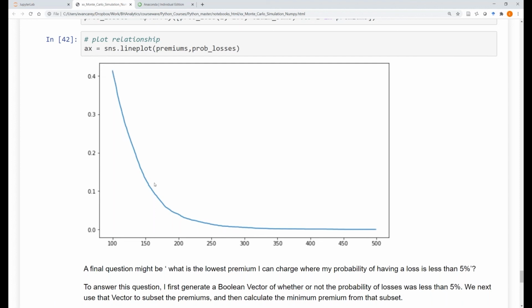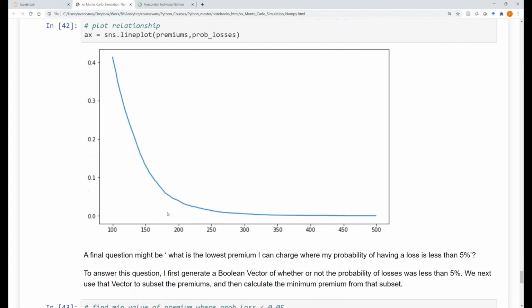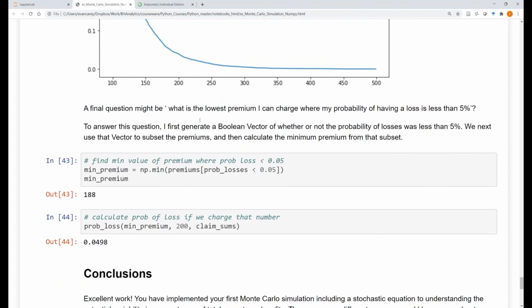If we want to ensure we make money at least 95% of the time, it looks like it's going to be right around here. And we could even just ask for that exact number along this curve. Where is the first number where this curve gets below 0.05, i.e. less than 5% chance of losses? That corresponds to this question: what is the lowest premium I can charge where my probability of having a loss is less than 5%?